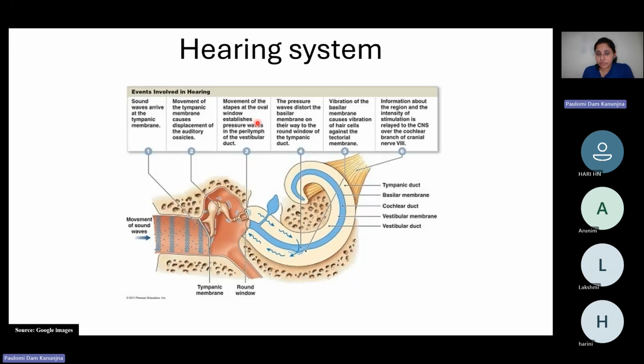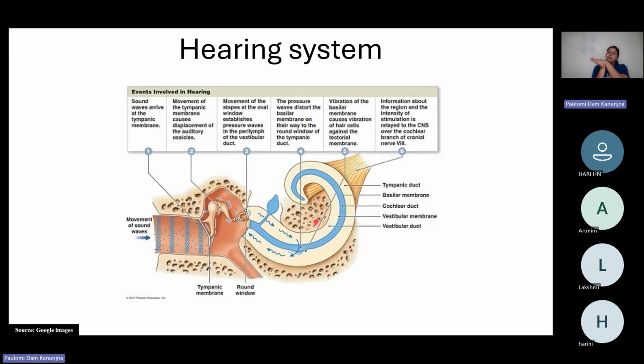As soon as this happens, you have pressure waves in the perilymph of the cochlea, or the vestibular duct. Now these waves distort the basilar membrane. Because these waves are moving, the membrane located adjacent to them starts to distort. And where are they leading to? These waves are on their way to the round window of the tympanic duct. So this is the duct, and they are on this lining here. Now, when these membranes are moving, vibration of the basilar membrane causes vibration of hair cells against the tectorial membrane. So now on this membrane, you have these small hair-like projections.